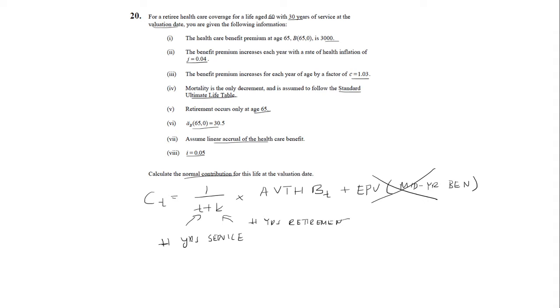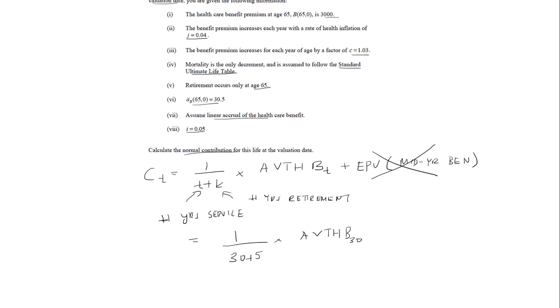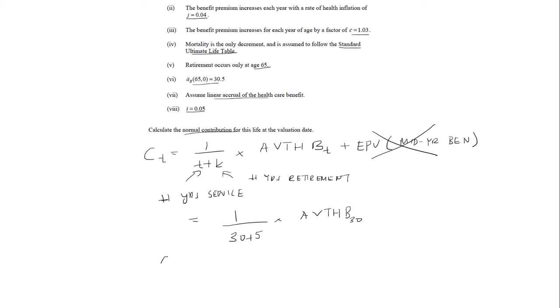Okay, so in this case we have 30 years of service, and currently the person is age 60, retirement is age 65, so that's an extra 5 years. So then we want to multiply that by AVTHB sub 30. So in other words, the normal contribution when T is 30 is AVTHB sub 30 over 35.